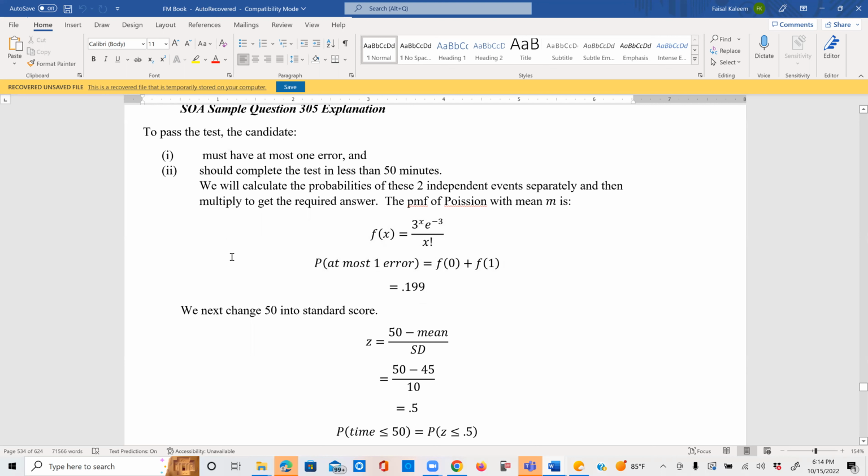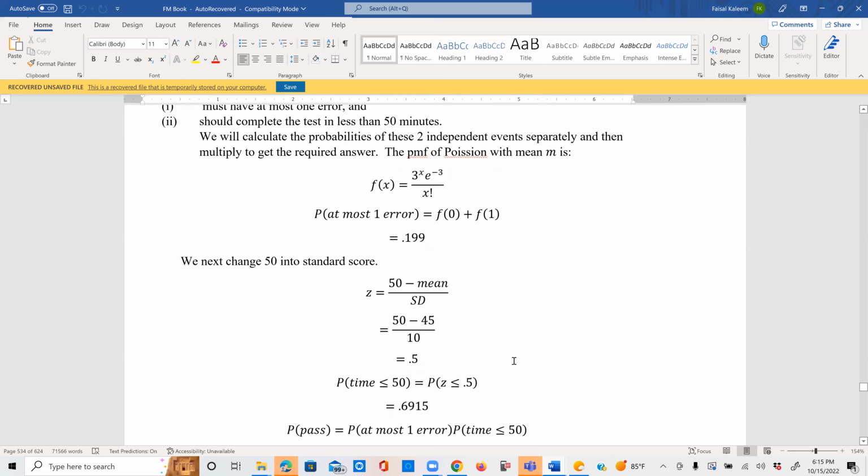And so the second thing, which requires more work, will be the probability that the test is completed within 50 minutes. So we will find that probability by changing the 50 into a z-score, because we are given that completion time is normally distributed. So the z-score for the 50 would be 50 minus mean divided by standard deviation, and we were given that the completion time has a mean of 45 and standard deviation of 10. So this ends up being 0.5.